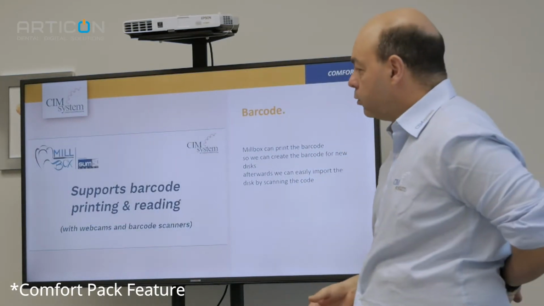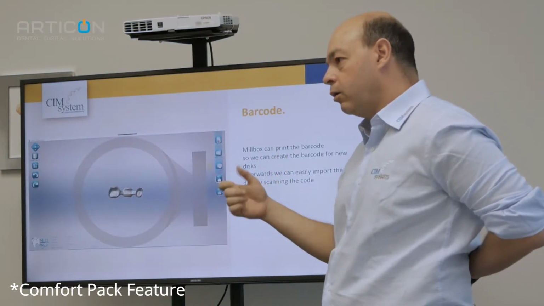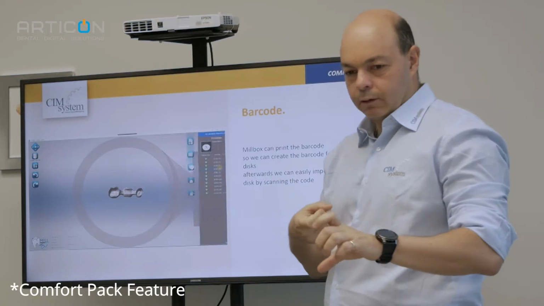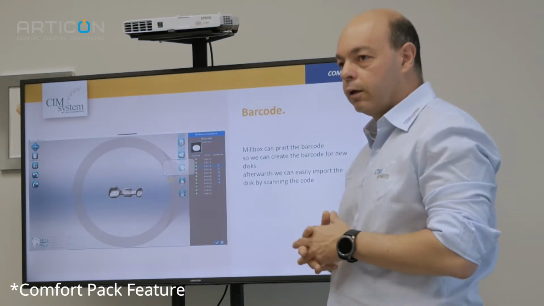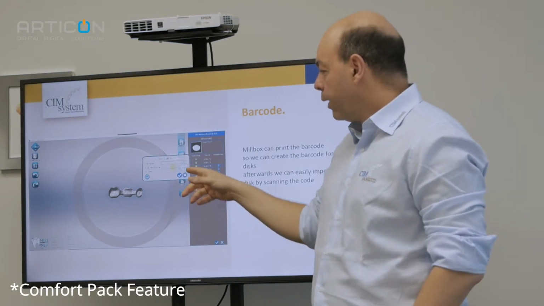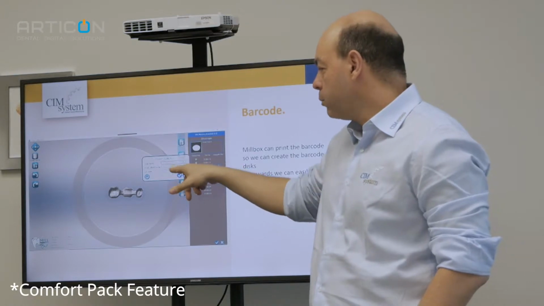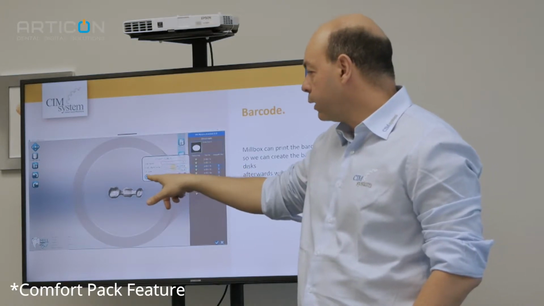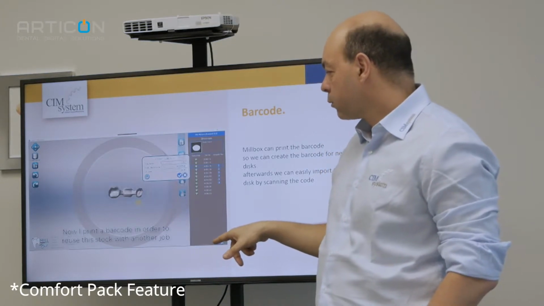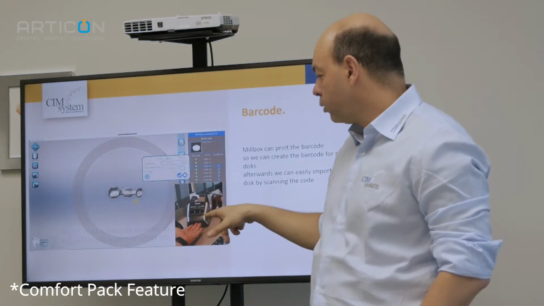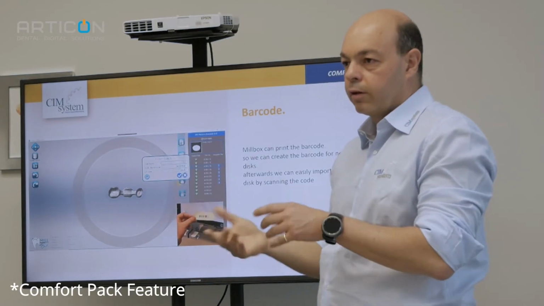This is another good news. It's possible now to print the barcode, and if you have the scan bar, automatically load the blank. For example, now I create one blank, I put the name and the lot code, I click here to print it, I print the barcode, I put this inside the disk or inside the box.